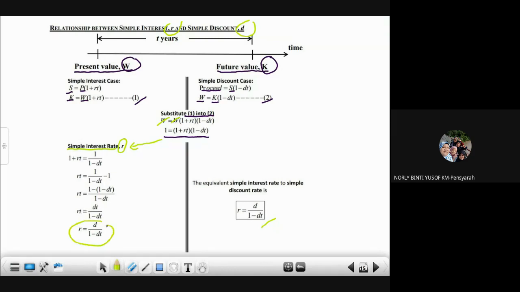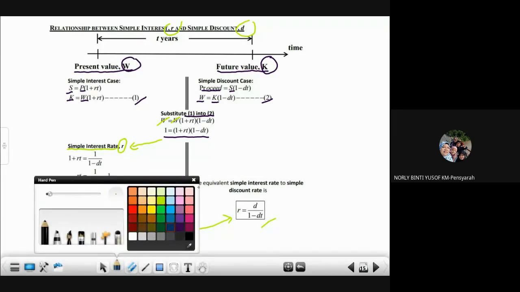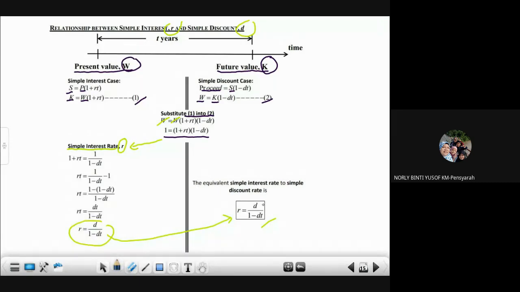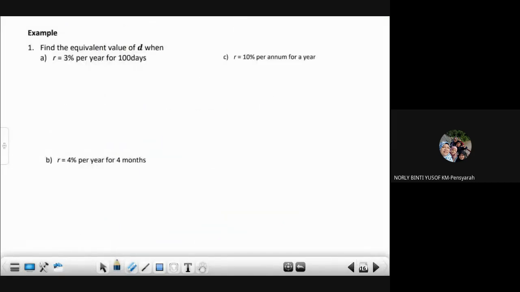So ini akan jadi formula yang kena tahu. Dan bila kotak tu maksudnya dalam list formula ada given lah, in the list formula that is formula for the equivalent simple interest rate to simple discount rate. So R equals to D divide by 1 minus DT. So kita akan tengok pada example yang menggunakan formula tersebut. Okay, so kita baca soalan yang pertama.